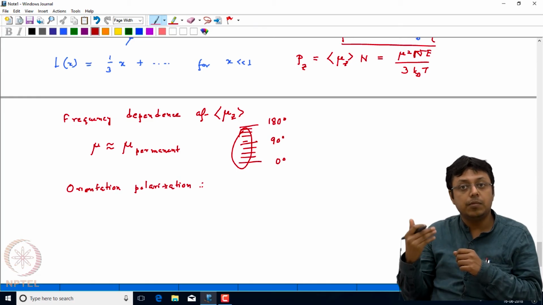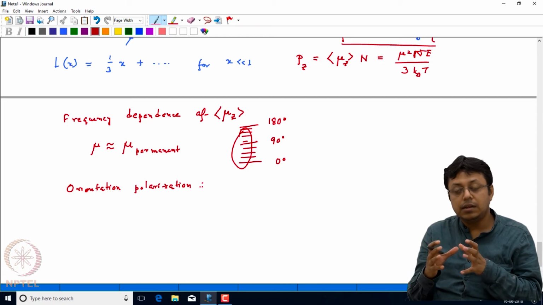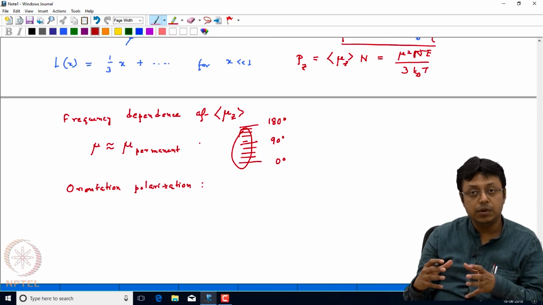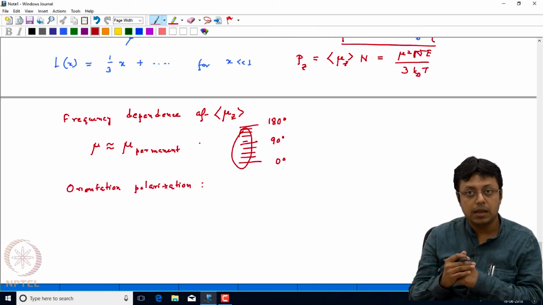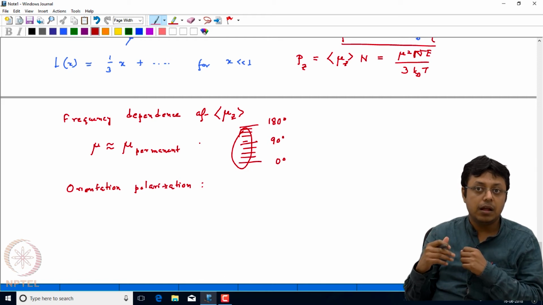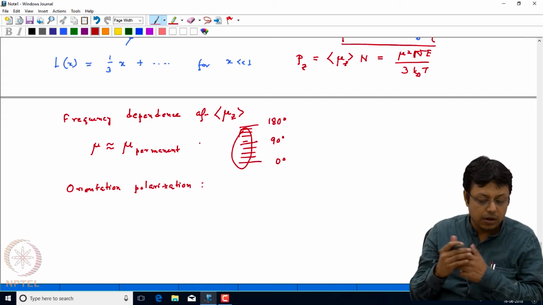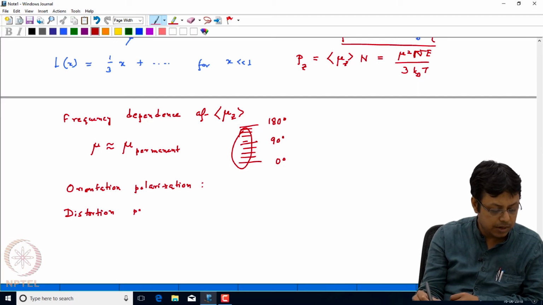Now, we can keep thinking about what other contributions there are to the macroscopic polarization. There is a second term, the mu induced term, which again has a linear and a non-linear component. Let us say it has a linear component for the time being. The linear component comes from the induced dipole moment, that is, how the electron cloud gets redistributed. Basically, that will also have two parts. Initially, we will have something known as distortion polarization.